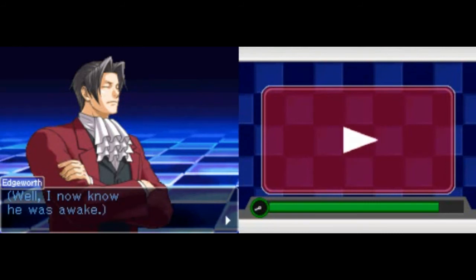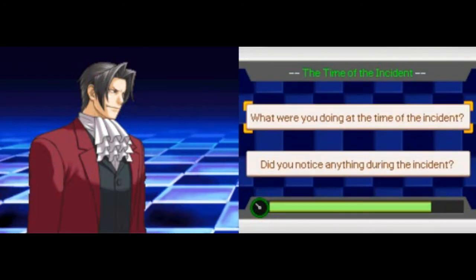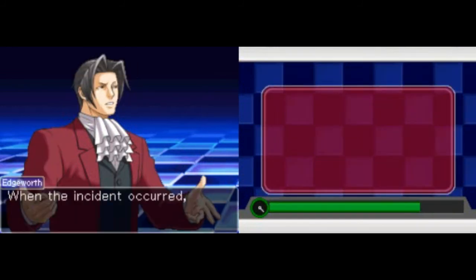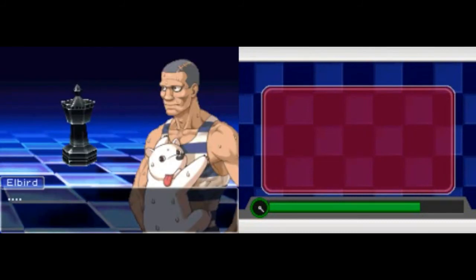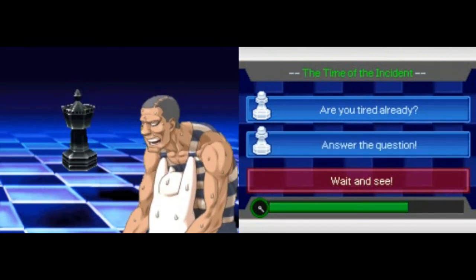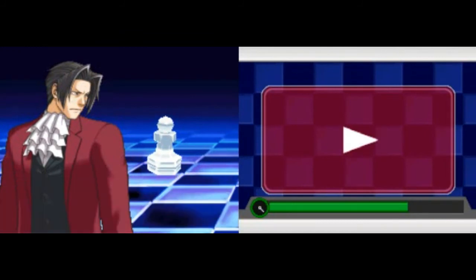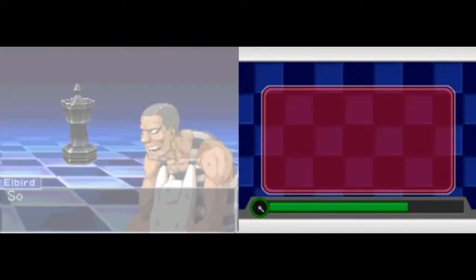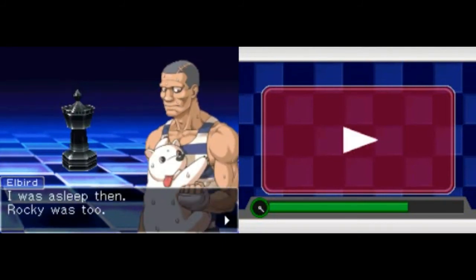Well, I now know he was awake. I should remember this clue. Let's see. Did you notice anything during the incident? When the incident occurred, did you notice anything unusual about the prison? Huh? Dude, answer us. Answer the question. What was the situation like at the time of the incident? Sorry, I got no answers for you. I was asleep then. Rocky was too.